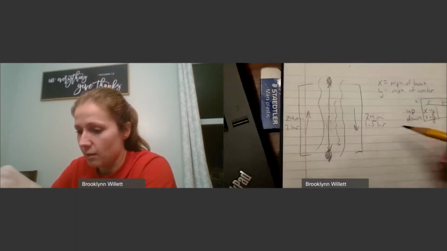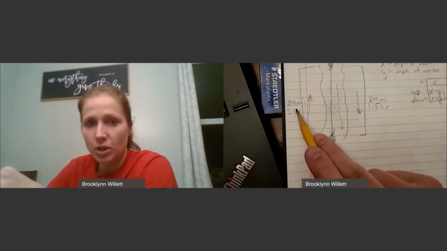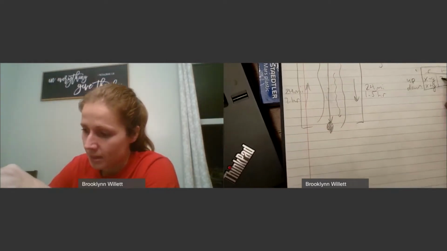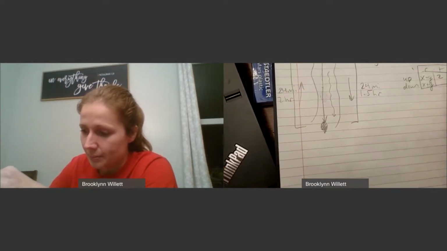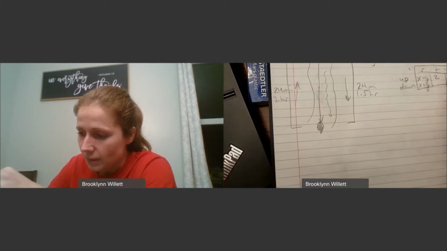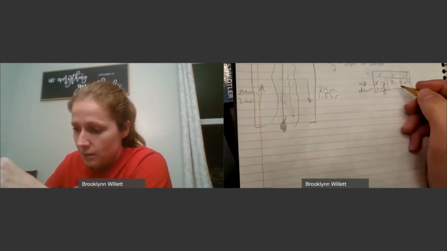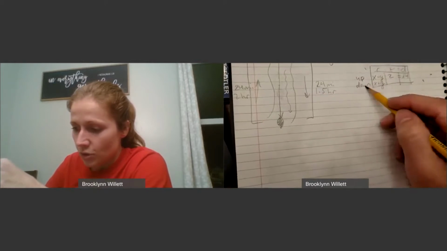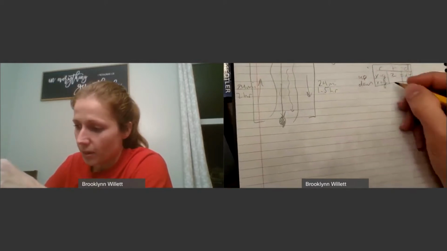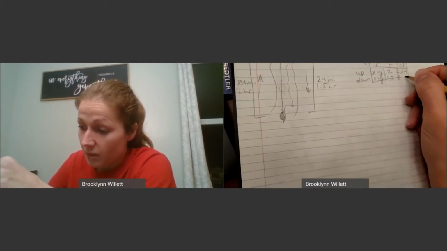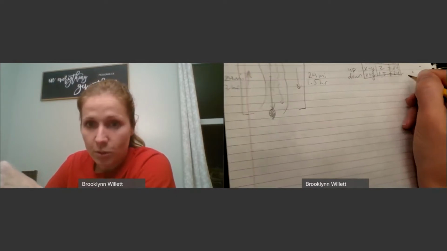And then if we look at what we have here, when we went upstream, it took 2 hours for time. And the total distance was 24 miles. Now going downstream, the total time was actually 1.5 hours. So I'm going to put a 1.5 there. The distance was actually the same. So I'm going to put a 24 there again.